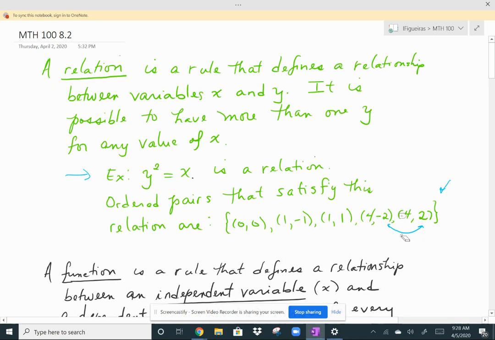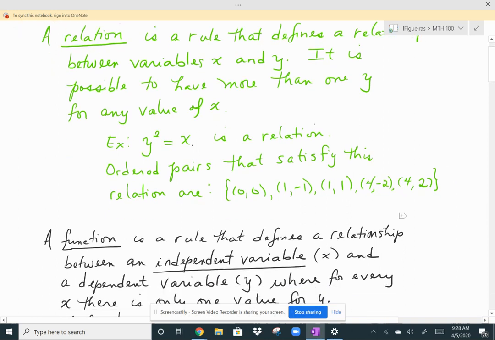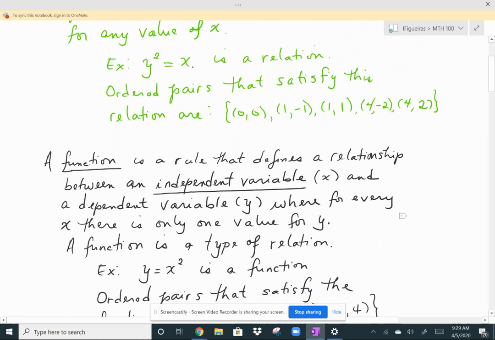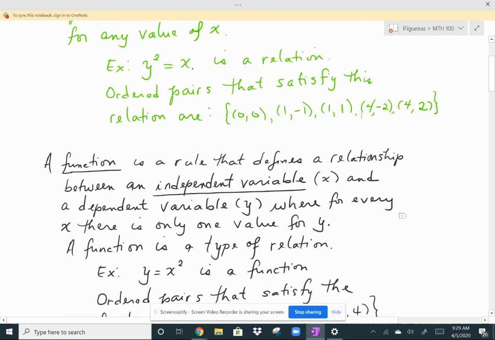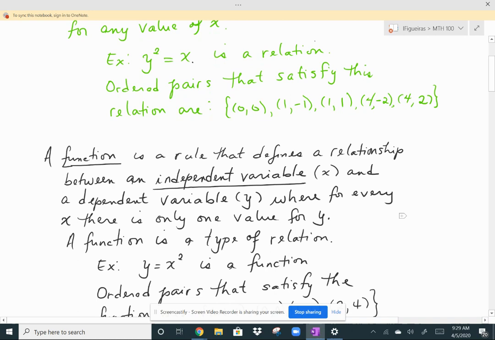Okay, so now let's talk about what a function is. A function is a special type of relation. It is a rule that defines a relationship between an independent variable, which again we usually call x, and a dependent variable, which we usually call y, where for every x there is only one value for y. So every x value can only be associated with one y value, not more than one like we had in the previous example. So a function is a type of relation.